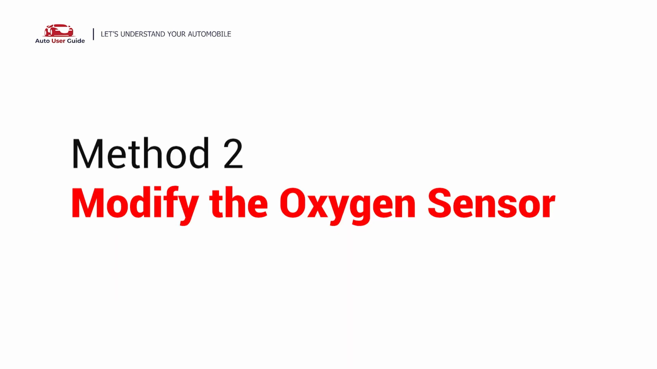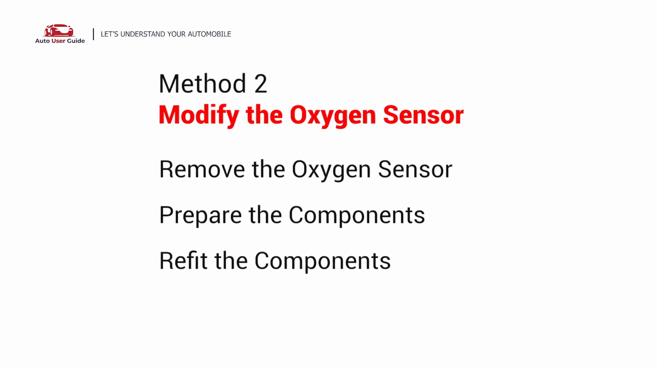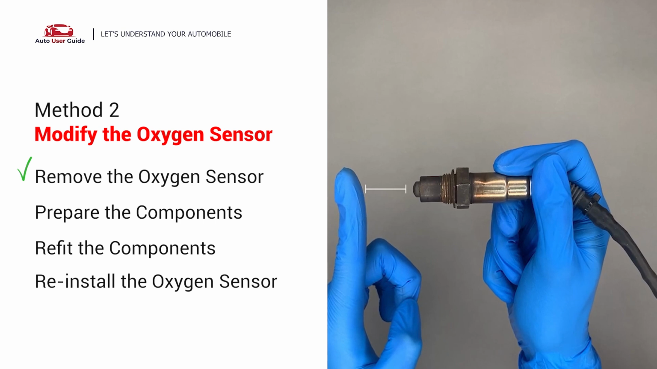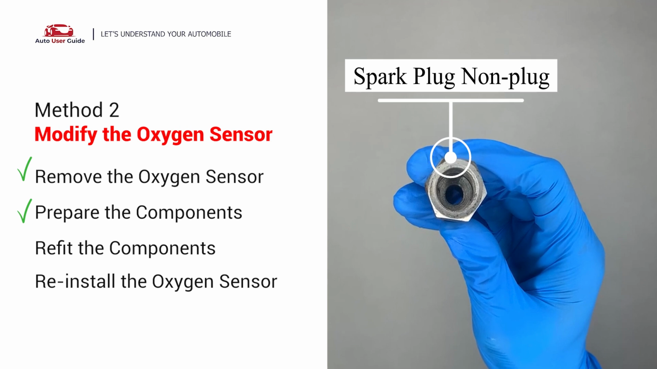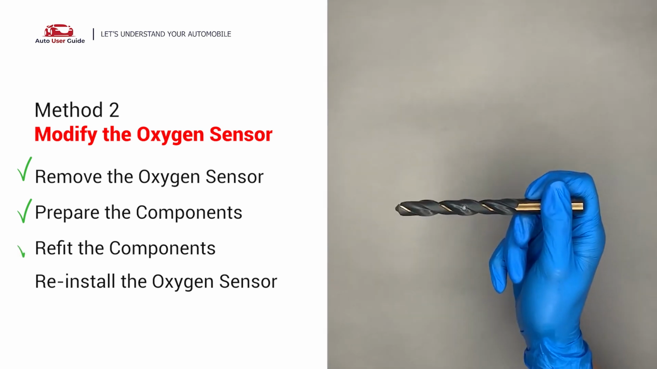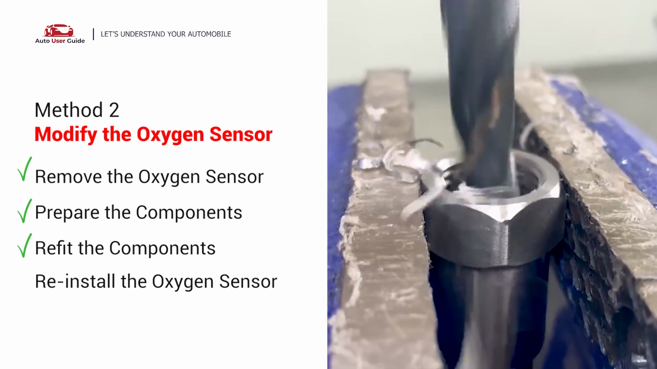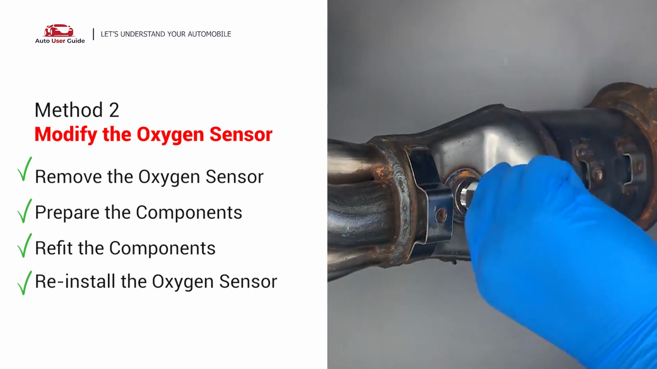Method 2: Modify the oxygen sensor. You can remove the oxygen sensor from the converter by putting extra space between the sensor and the converter. And now, get the smart plug non-fouler, now having enough space to fit into the oxygen sensor, and then use a 1/2-inch drill to refit it. By doing this, put them together and put back on the catalytic converter.